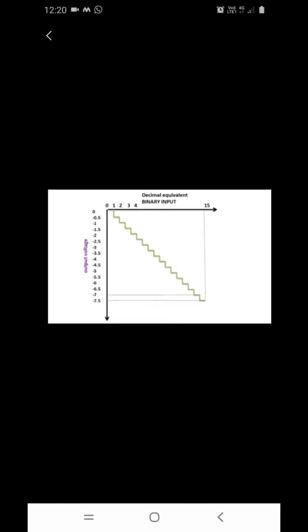In practice the steps may not all be the same size because of variations in logical high voltage levels. The step size depends on the value of RF, hence a desired step can be obtained by selecting a proper value of RF. The maximum output voltage does not exceed the saturation level of the op-amp here. For accurate operation of D to A converters, precision metal film resistors are recommended. So here I'll give you an example.